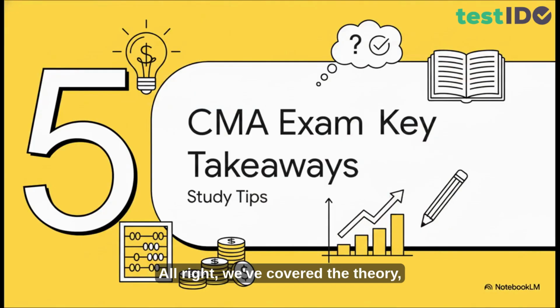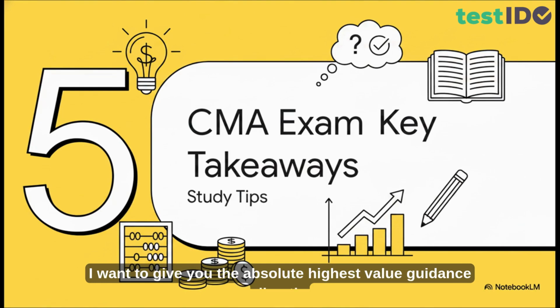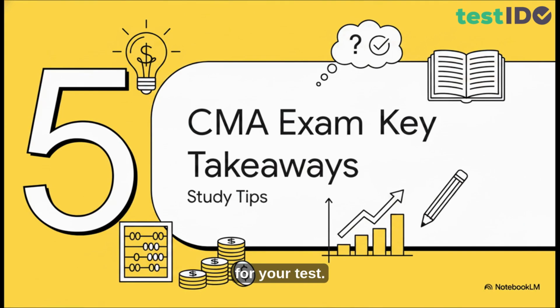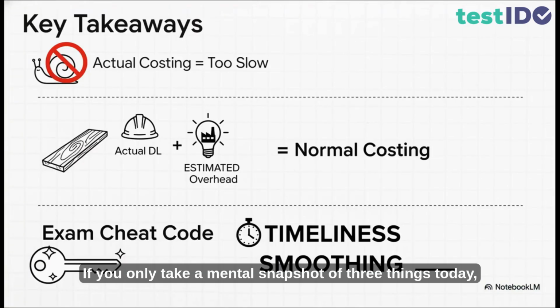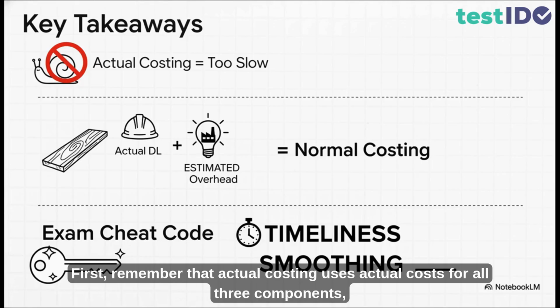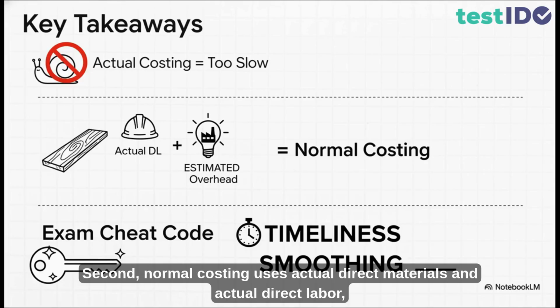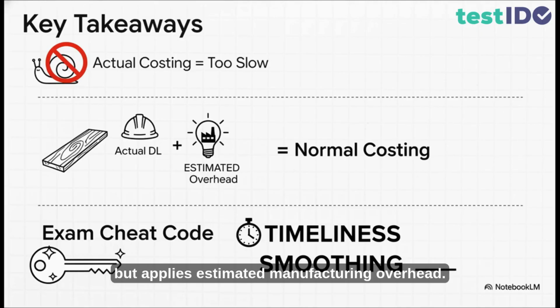All right, we've covered the theory, the math, and the year-end reality check. Let's wrap this all up in Section 5, CMA Exam Key Takeaways. I want to give you the absolute highest value guidance directly for your test. If you only take a mental snapshot of 3 things today, make it these. First, remember that actual costing uses actual costs for all 3 components, but it is rarely used in practice due to severe delays. Second, normal costing uses actual direct materials and actual direct labor, but applies estimated manufacturing overhead.